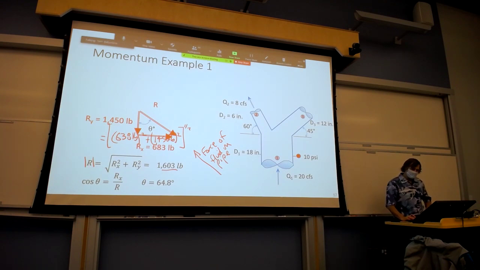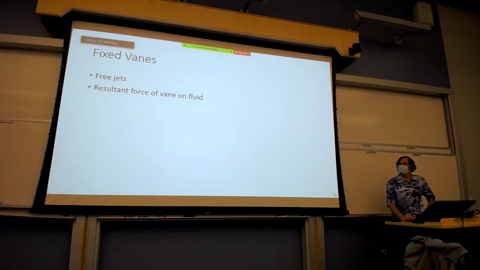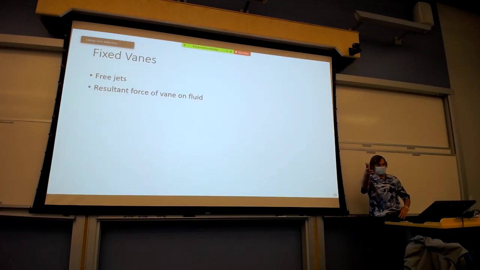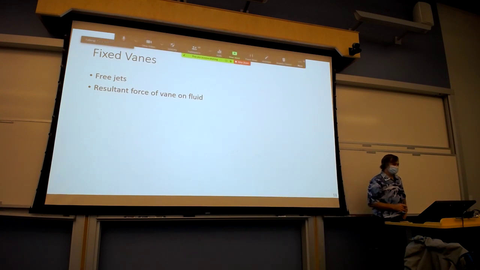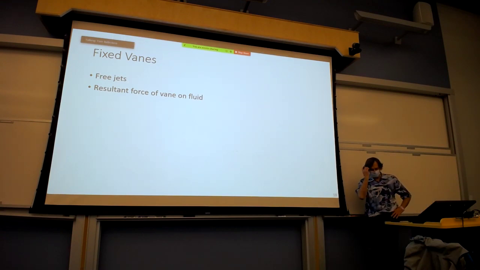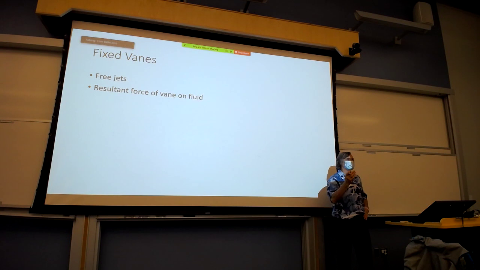Okay. So if there's no questions on that, what I want to do is, in the last 10 minutes, broach this topic, and then we'll continue with it next time. So I want to first talk about fixed vanes, and then we're going to move to moving vanes. Moving vanes are what are inside pumps and turbines. And what you're trying to do is convert kinetic energy to pressure. And that's done with momentum.